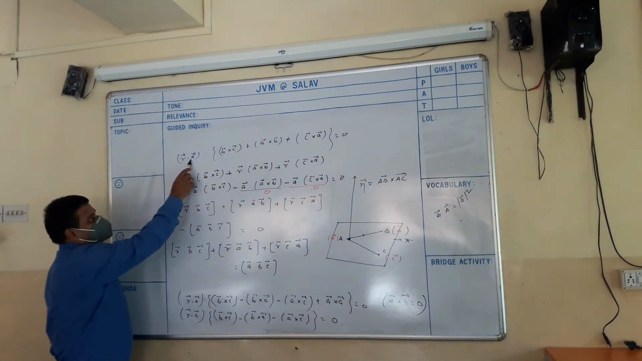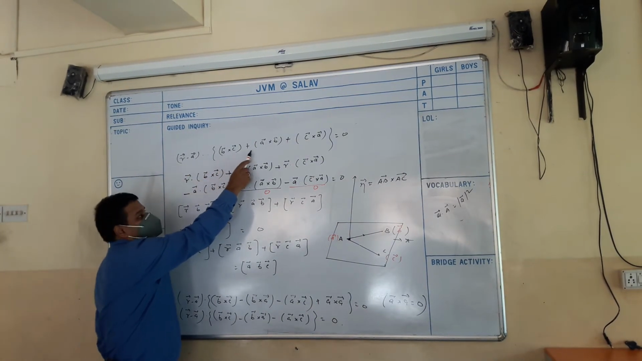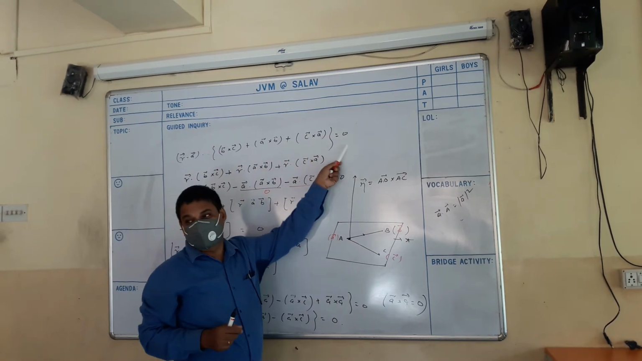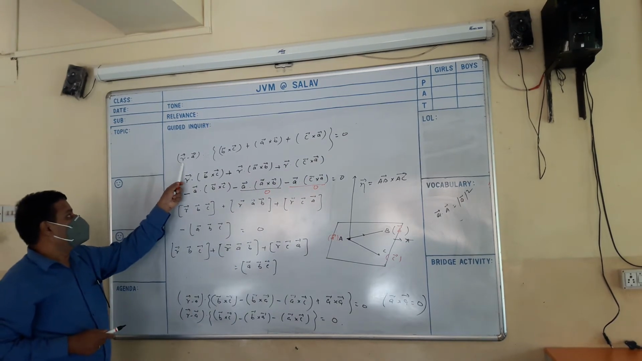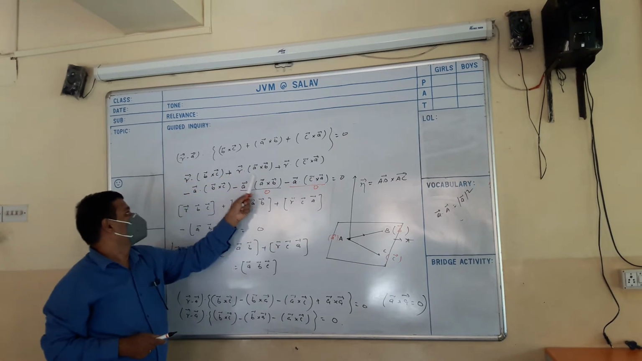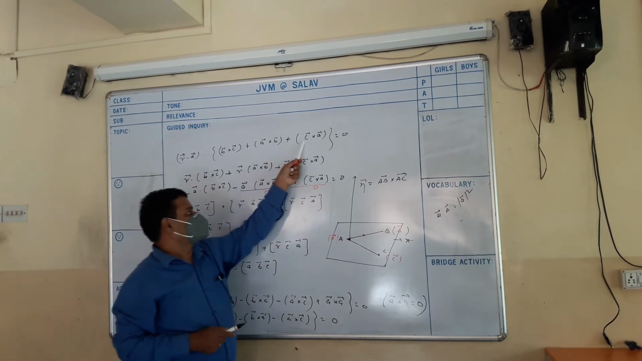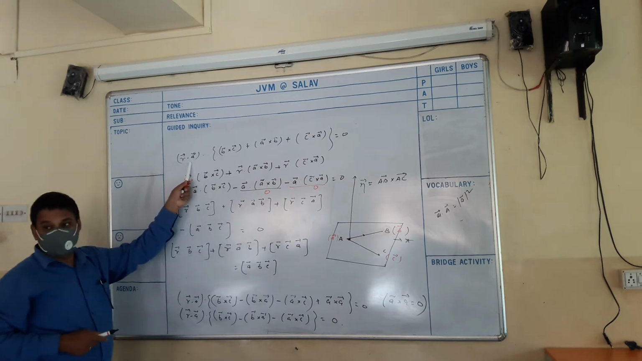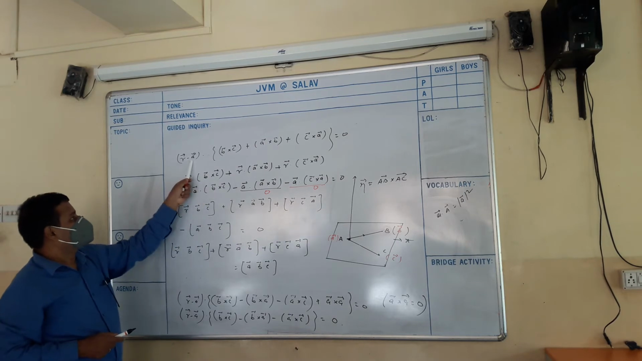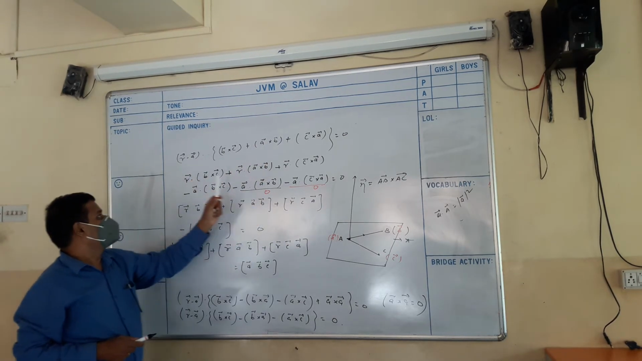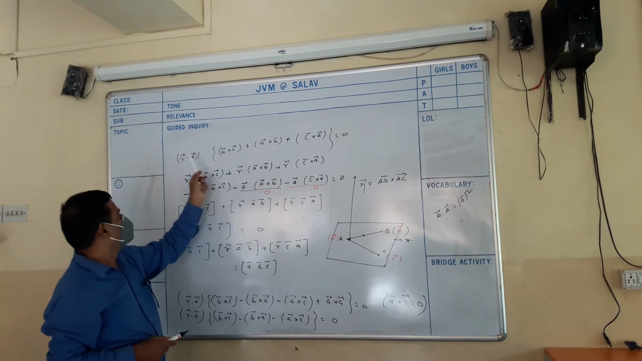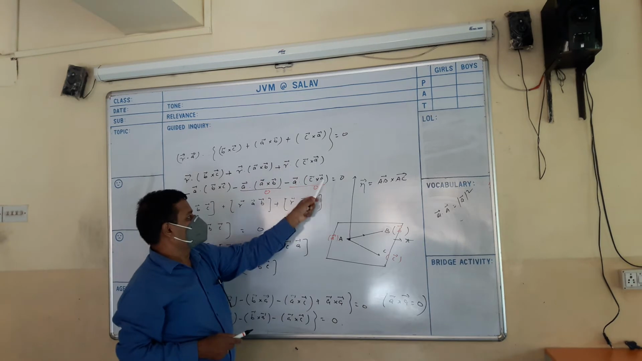Vector R minus vector A, vector B cross vector C plus vector A cross vector B plus vector C cross vector A equal to 0. So here R dot vector B cross C, R dot vector A cross B, vector R dot vector C cross A. Now minus A dot vector B cross C minus A dot vector A cross B minus A dot vector C cross A.